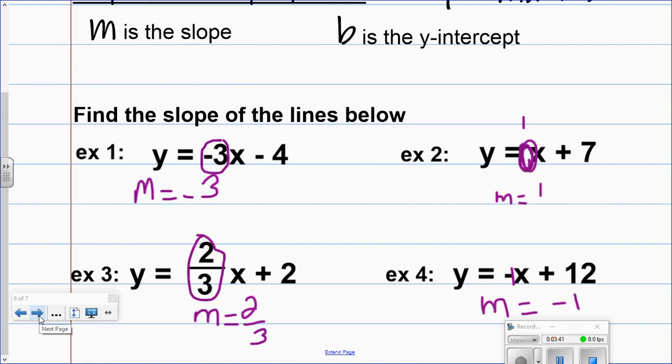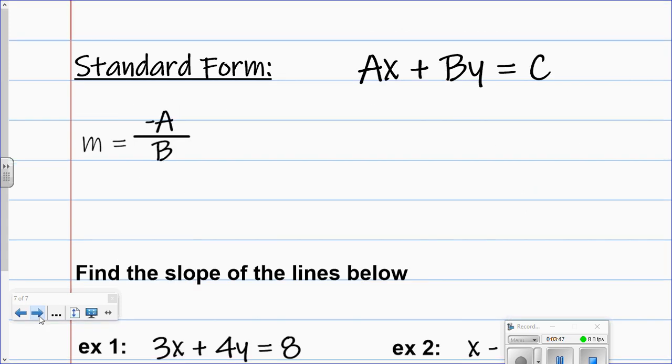Alright, so hopefully you're writing this down all in your spiral so you'll have this as a reminder. Now, your next form that you learned was standard form. Remember, standard form is ax plus by equals c. So this one is not solved for y. And your slope is equal to negative a over b, or negative a divided by b, and making sure it's simplified. And I just kind of want to show you where that comes from, because if I had this equation and I wanted to put it in slope-intercept form, that means I would have to solve for y and try to get y by itself.